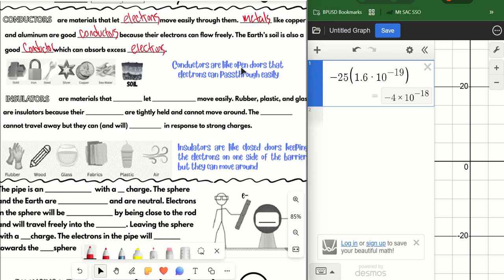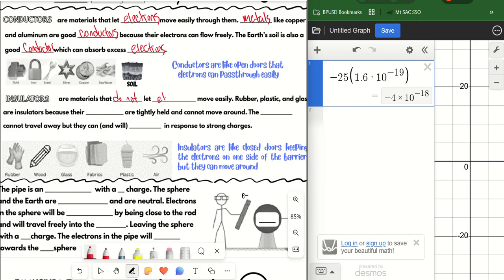Now, conductors are basically like open doors, they let electrons pass through the material very easily. Some examples of this are gold, iron, steel, silver, copper, and seawater. Soil, because it's typically wet, is also a very good conductor of electrons, so it's able to accept those electrons.